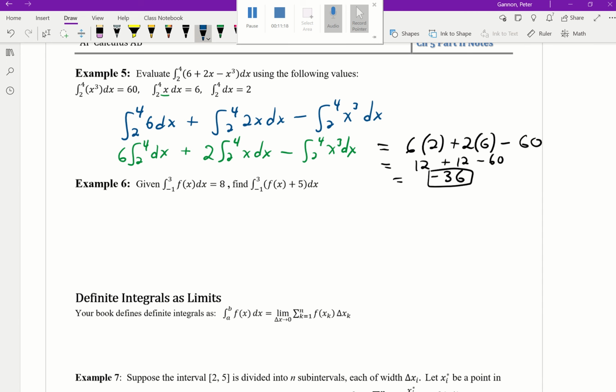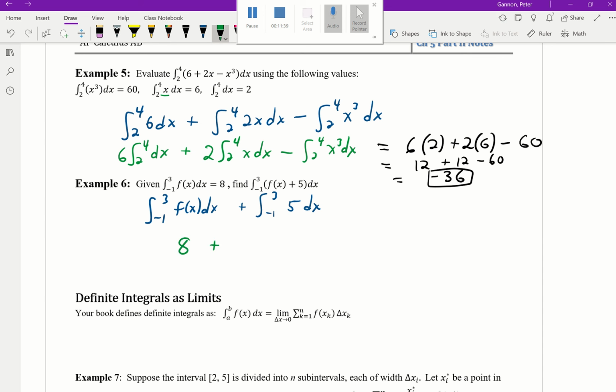All right, so the first thing I'm going to do in this situation is I'm going to rewrite this as the integral from negative 1 to 3 of f of x dx, and then that's going to become plus the integral from negative 1 to 3 of 5 dx. So what we know, based on the given information, is this integral right here is 8.